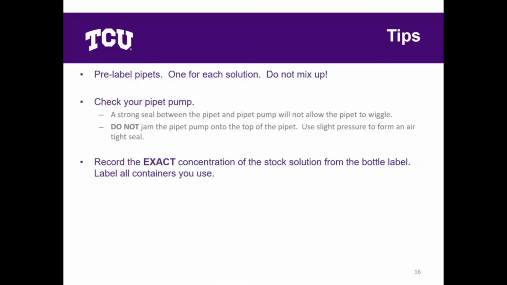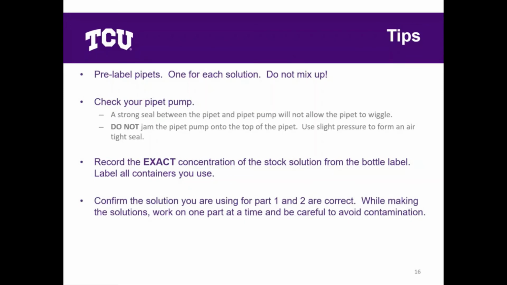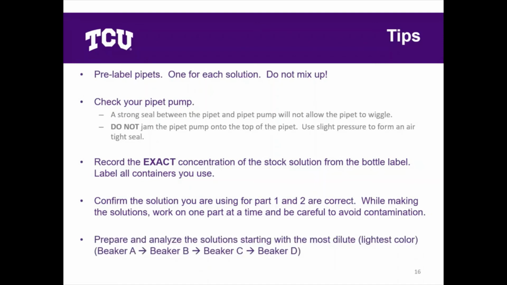Label any containers you use. Confirm the solutions you're using for part 1 and part 2 are correct. While making the solutions, work on one part at a time and be careful to avoid cross-contamination. Normally we tell you guys to multitask and think about working multiple systems at once. In this lab, no. Do not multitask it. Work one system at a time. Prepare and analyze the solutions starting with the most dilute or lightest color, beaker A to beaker B to beaker C to beaker D. So you're going to do lightest color to darkest color.